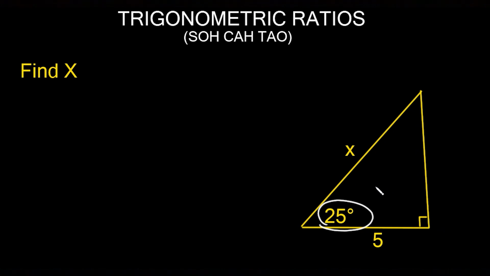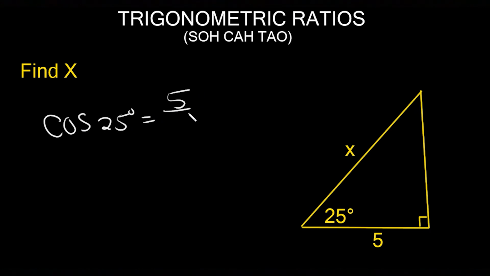So looking at all the information we have here, I have adjacent and I have hypotenuse, meaning I could use cosine here. So I could do cosine of 25 degrees, and this is going to be equal to adjacent over hypotenuse, or in other words, 5 over x. So just like the other problem, we're going to go ahead and make the switch where we have x is equal to 5 over cosine of 25 degrees.